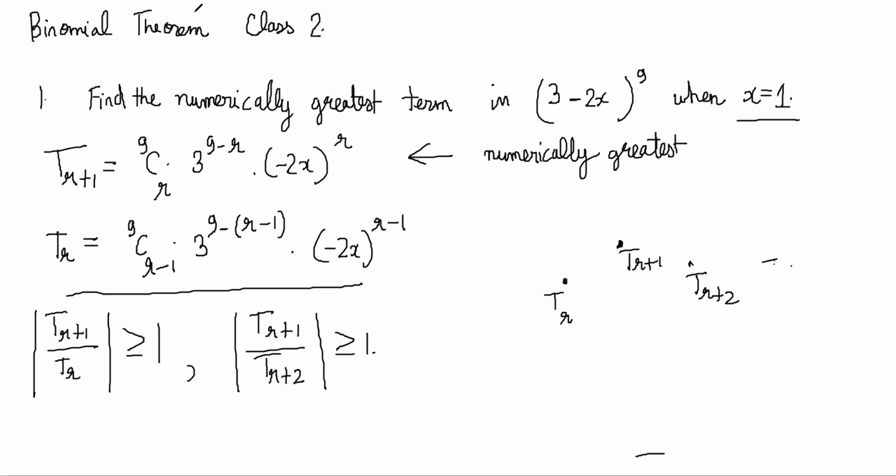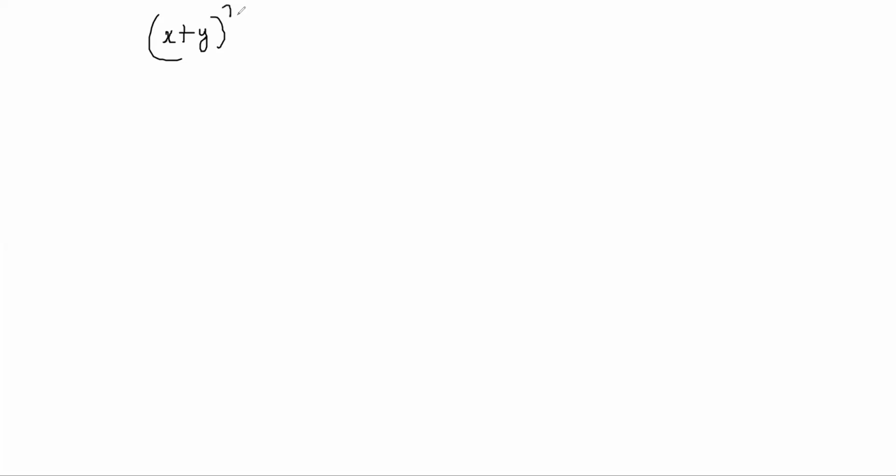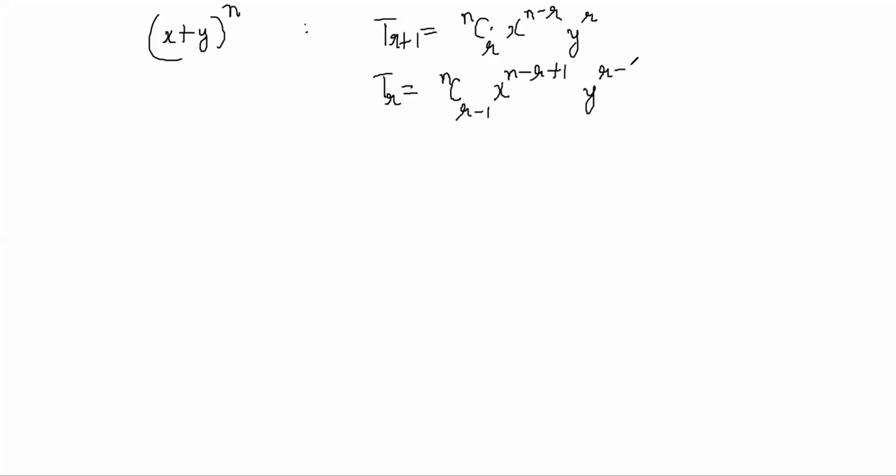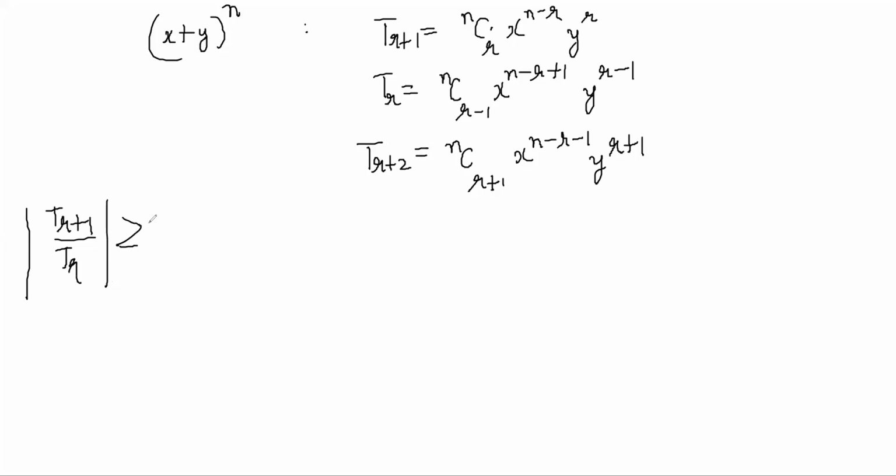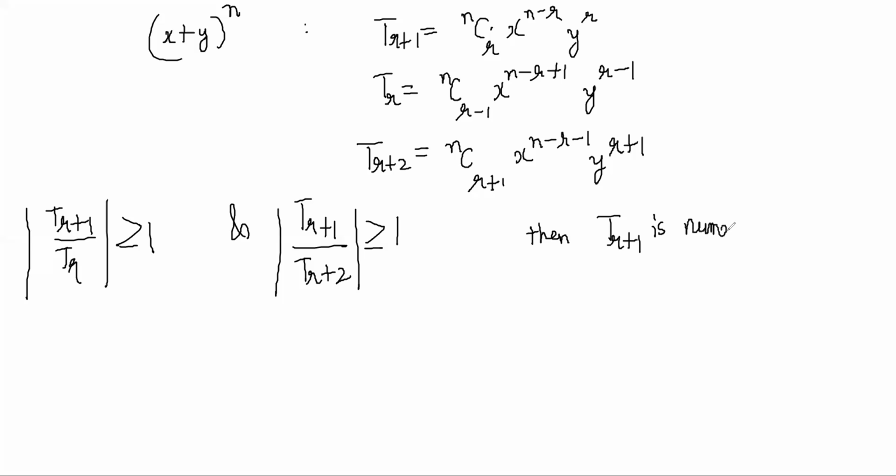In general, you can say that in any series x plus y to the power n, tr plus 1 will be ncr x power n minus r y power r. Tr will be ncr minus 1 x power n minus r plus 1 y power r minus 1, and tr plus 2 will be ncr plus 1 x power n minus r minus 1 y power r plus 1. You have to get the inequalities: mod of tr plus 1 by tr greater than or equal to 1, and mod of tr plus 1 by tr plus 2 greater than or equal to 1. If both are happening at the same time, then tr plus 1 is the numerically greatest term.